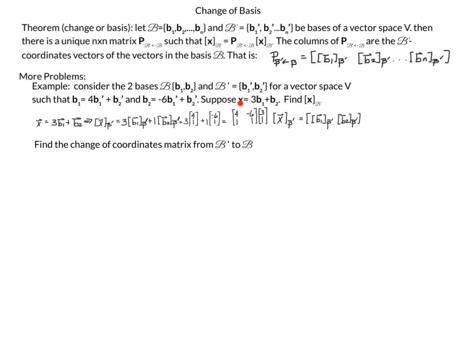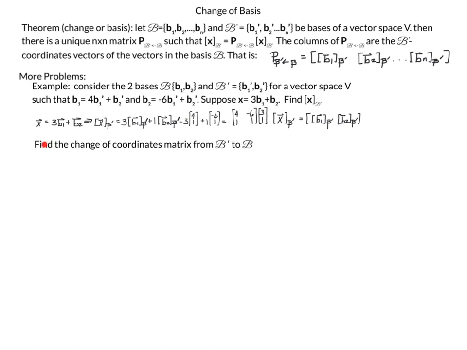And we said we had a vector x, which is equal to 3B1 plus B2. When we take this x with respect to the coordinates B prime, it's the same thing as 3 times B1 with respect to B prime, plus 1 times B2 with respect to B prime. So that's 3 times (4, 1), plus 1 times (-6, 1). So this was our matrix, 4, 1, -6, 1.